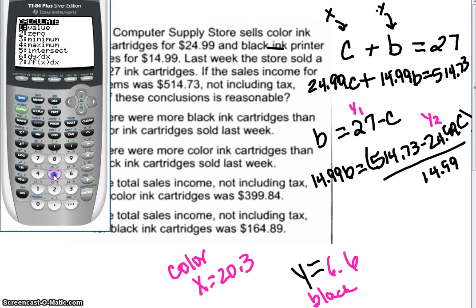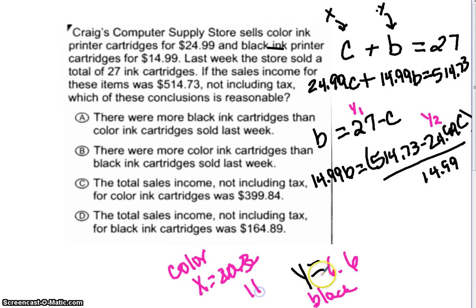So now we're going to do this again. Second calc 5, let it draw. Enter, enter, enter. And we have 11 and 16. So color is 11 and black and white is 16. Okay? It's always good to look at the answers you get and see does it make sense. I knew that I wouldn't sell a whole lot more color cartridges than I would black and white. So that's why I knew to go back and check.